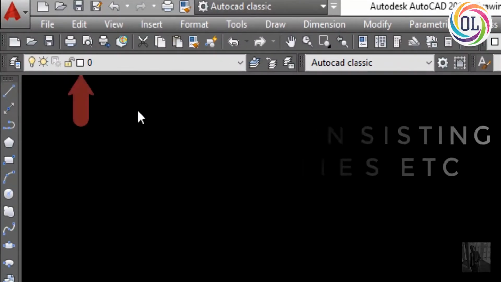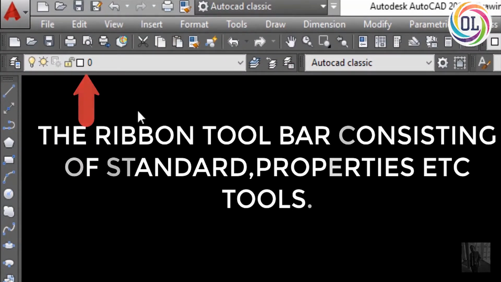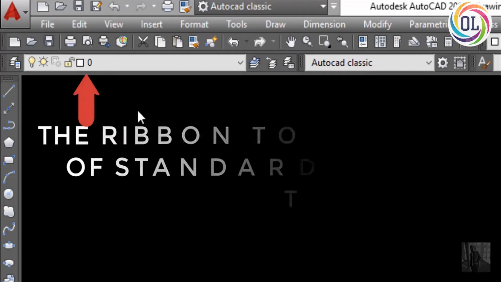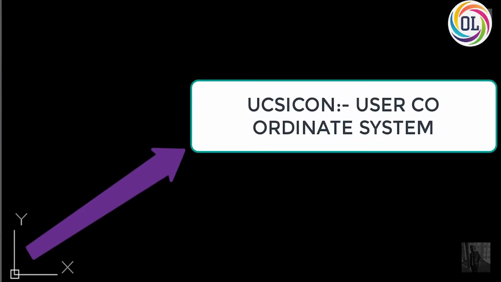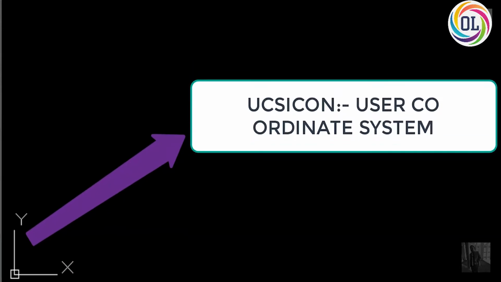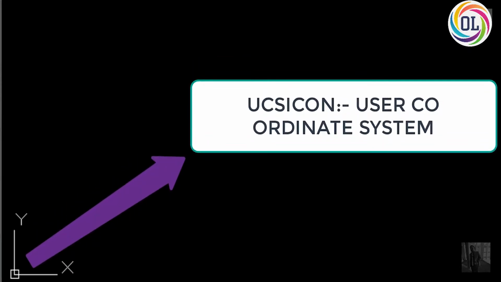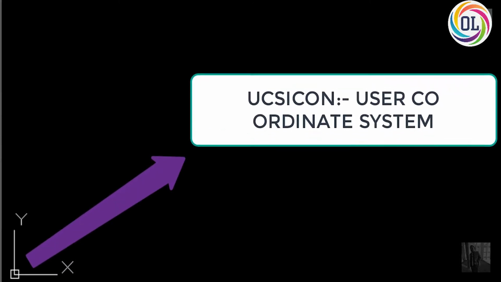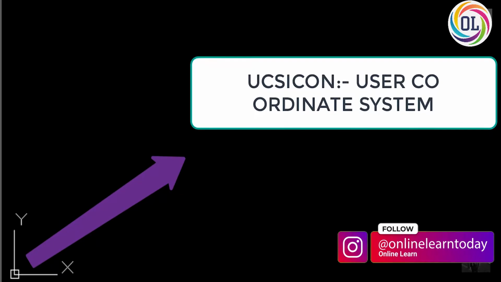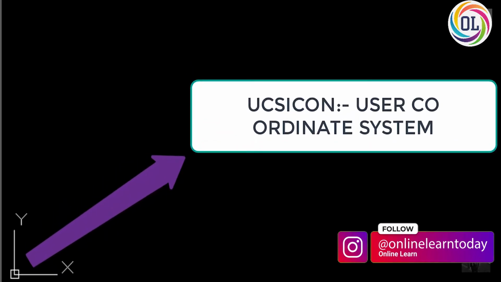On the topmost side of the AutoCAD software, you can see the ribbon toolbar. This ribbon toolbar has n number of toolbars, namely standard toolbar, properties toolbar, and so on. You can see an XY icon located at the extreme left. This is called as the UCS icon. The UCS icon stands for the User Coordinate System. The drawing can be made from origin with the help of UCS icon.